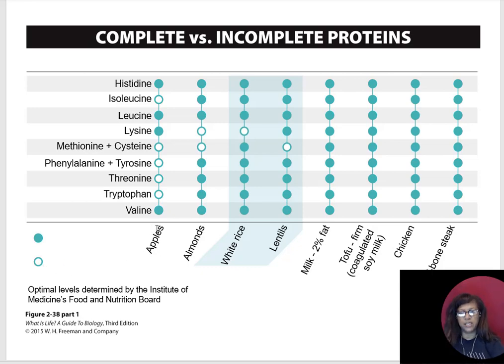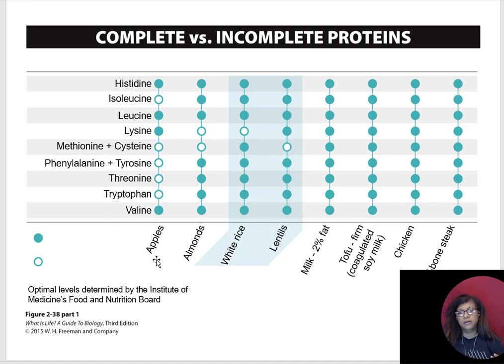amino acid. So when we look at apples, we can see they're missing isoleucine. Apples are missing methionine, cysteine. They're missing phenylalanine and tyrosine. They're missing threonine. They're missing tryptophan. These are all required by us in order to live and make all the proteins that we need to function. All of these amino acids are required.